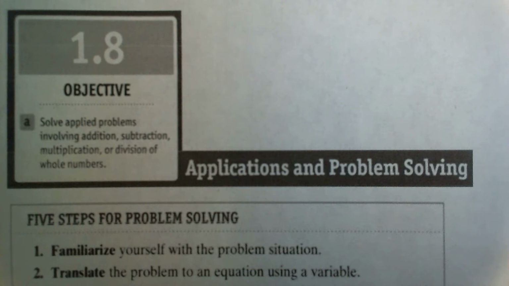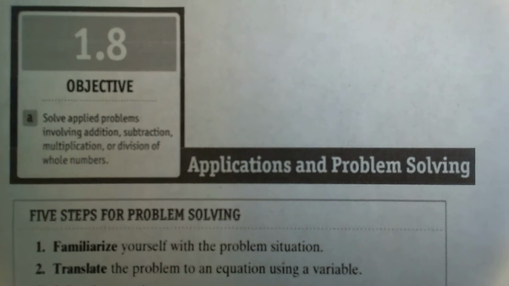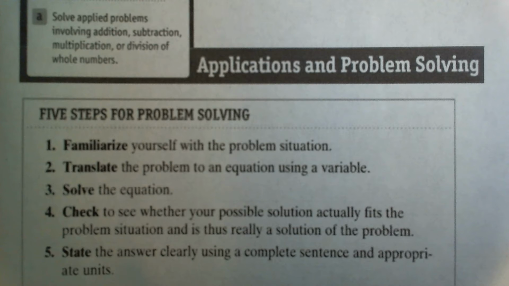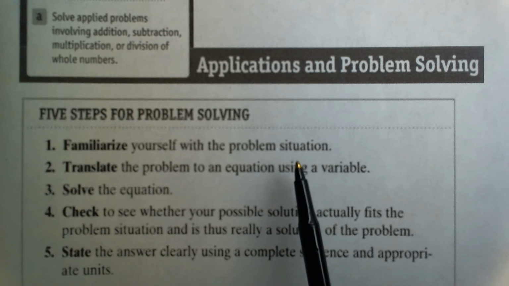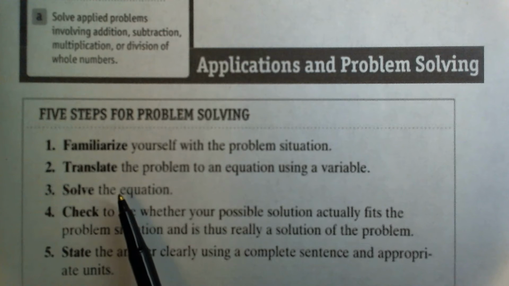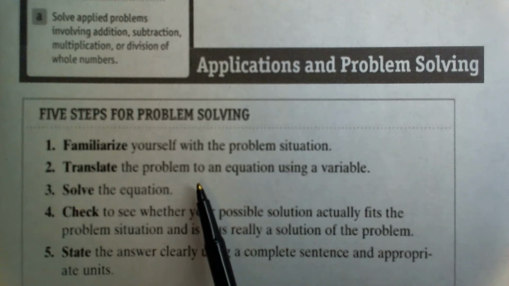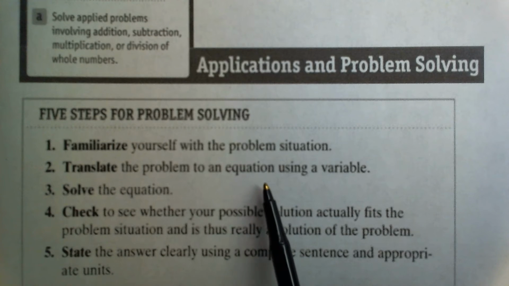Section 1.8 is about applications and problem solving, and so here we're solving applied problems involving addition, subtraction, multiplication, and division of whole numbers. There are 5 general steps for problem solving. Number 1 is to familiarize yourself with the problem situation. That seems natural, but that turns out to be the most important step. Then we translate the problem, typically in the English language, into an equation using a variable.